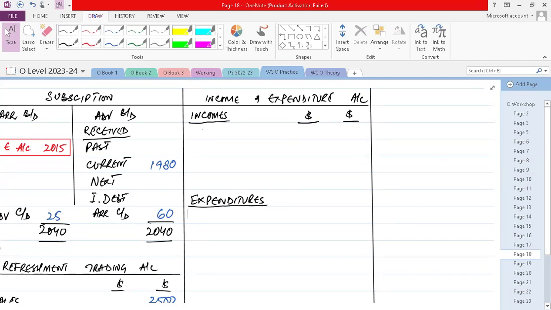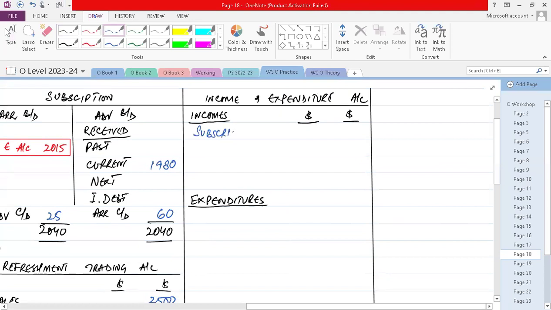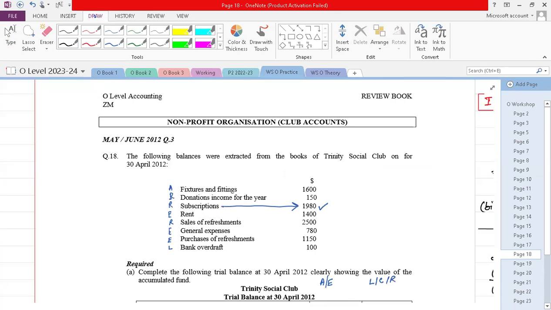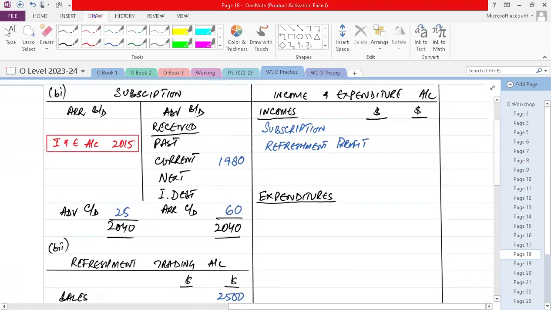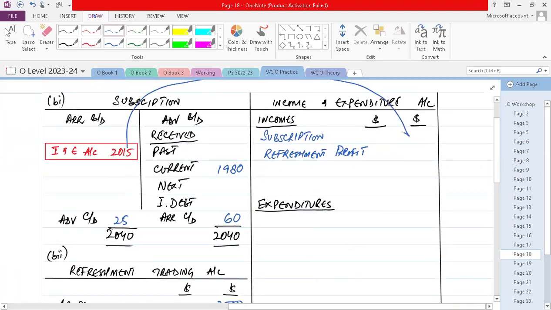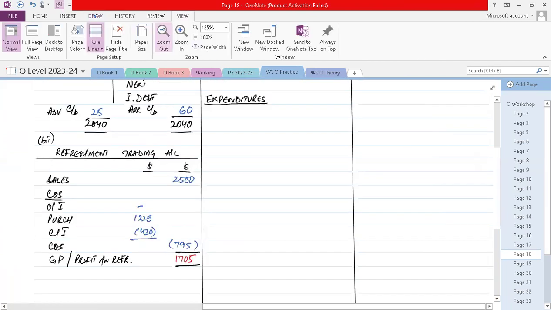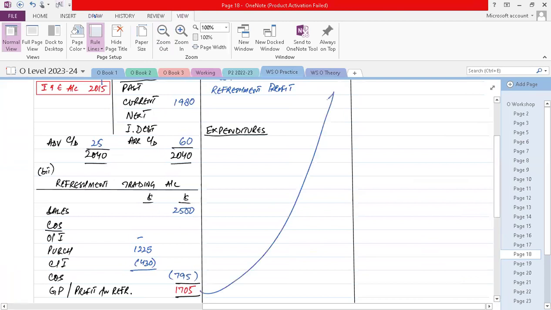Income and expenditure. Where will the incomes come from, sir? The main sources of income are subscription and refreshment profit. These are the main incomes, and we have to find them. Let us find them. Where are the incomes written? Income: donations. Very nice. Donation is our income. Donation income, subscription income, and refreshment. These three are our incomes, but we have to take the values from our workings. So the income subscription value we will take from here. Similarly, for refreshment profit, we will take the profit from here.